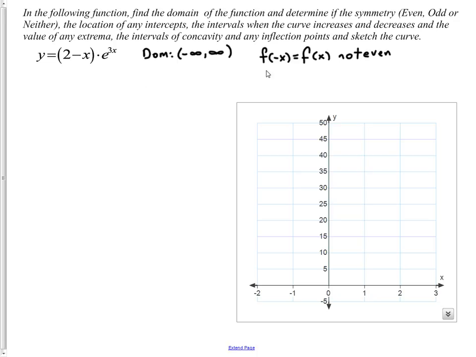As far as it being odd, it would be odd if substituting in negative x results in the negative, or the opposite, of the original function. And again, substituting in a negative x for x in each part of this function would reveal that it is not the negative of the original function, so it's not odd. So this function will have neither even nor odd kind of symmetry. So we can take care of that right now. This is a function with neither even nor odd symmetry.